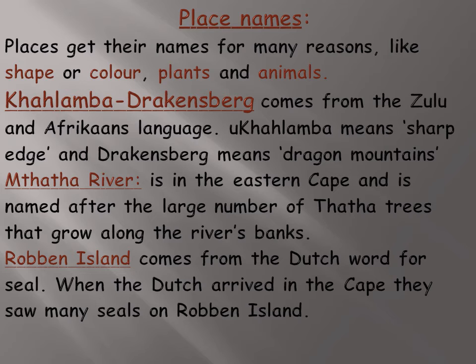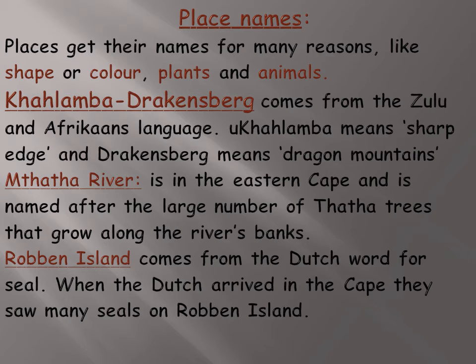Like the Ukhahlamba Drakensberg, which is from the Zulu and Afrikaans words. Ukhahlamba means sharp and Drakensberg means dragon. So you can combine the 2. Ukhahlamba means sharp edge, and Drakensberg means dragon. Tata River is in the Eastern Cape and is named after the large number of tata trees around it. So they've named those trees because of the river that flows around it.